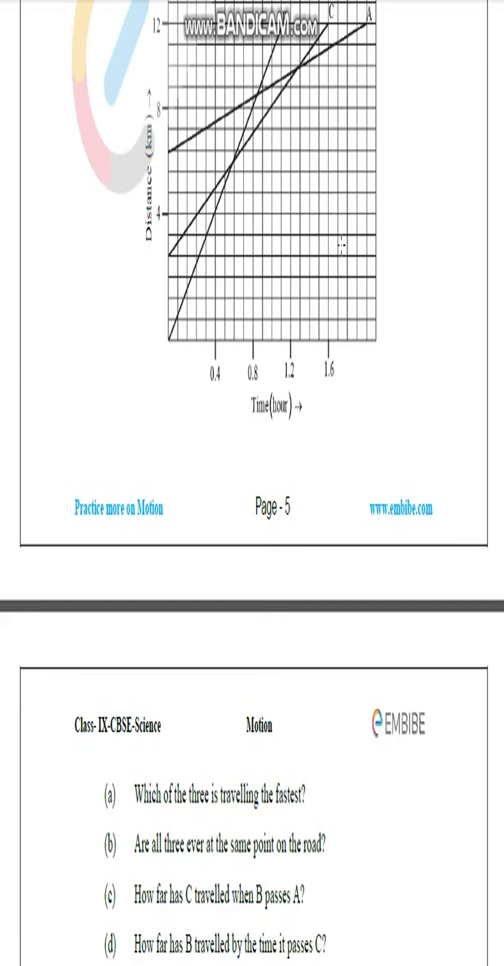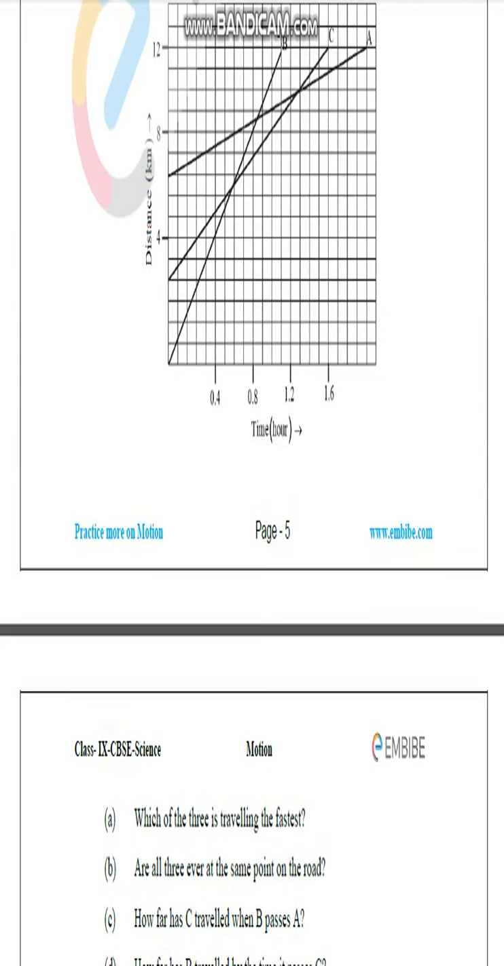Here the graph of object B has the highest slope. B has the highest slope from the origin, so that's why object B is traveling the fastest.